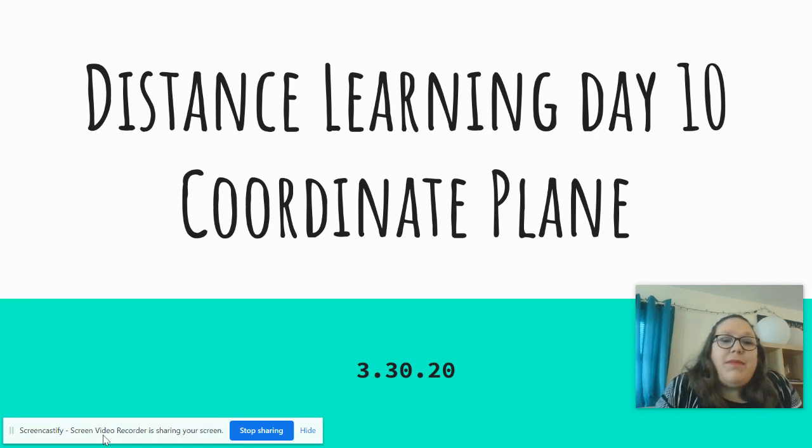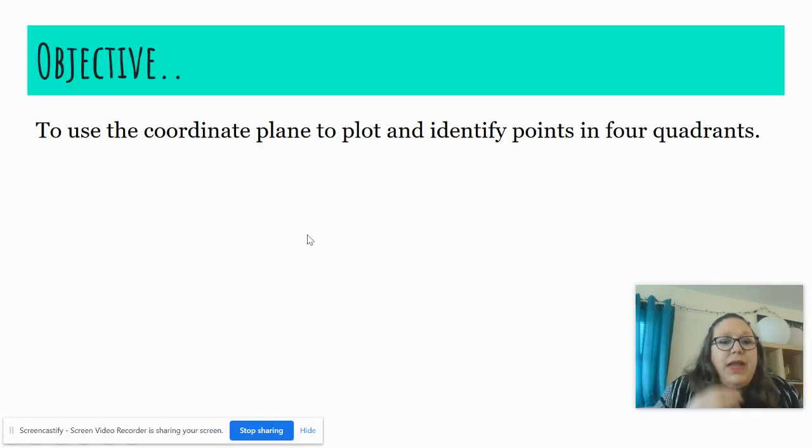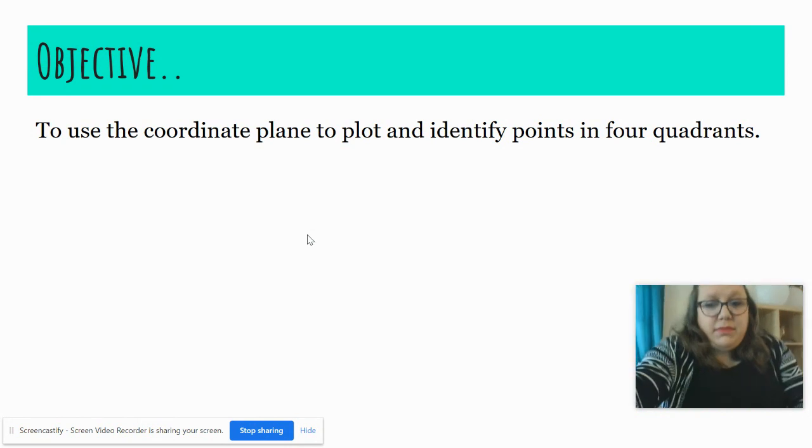Today we're going to be talking about the coordinate plane again, because I know that's something we haven't talked about in a long time, and I want to refresh your memories on it to keep our brains going. So let's get to it. Our objective today is to use the coordinate plane to plot and identify points in all four quadrants. I know in fifth grade you only did the first quadrant with all the positive numbers, and then this year we added the negative numbers into it.